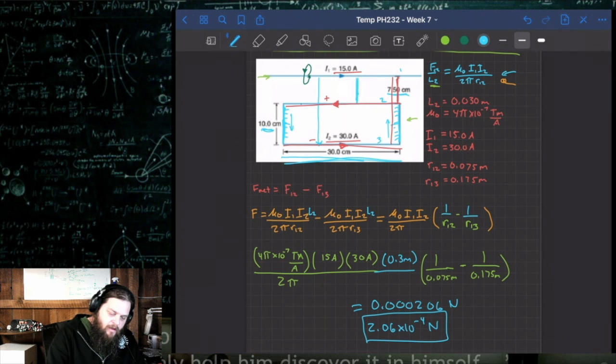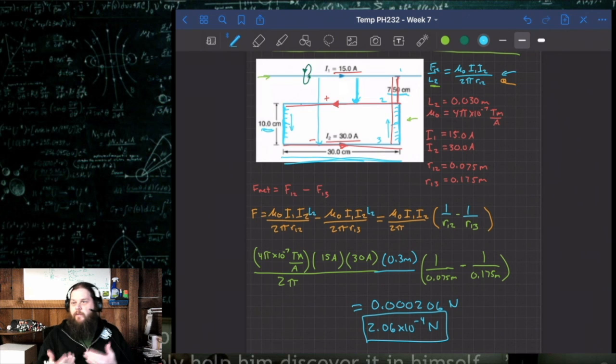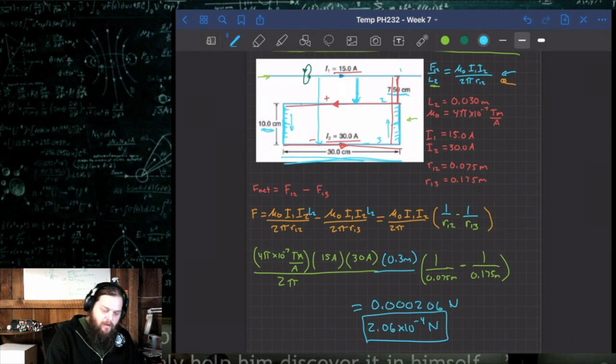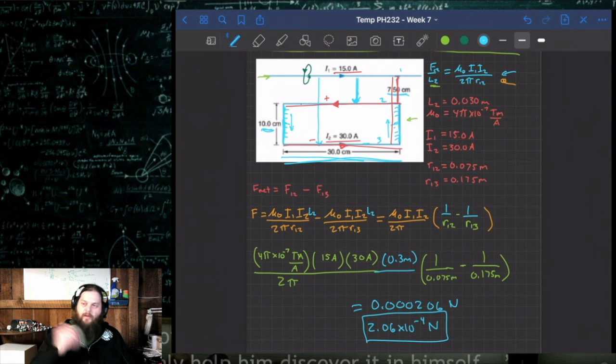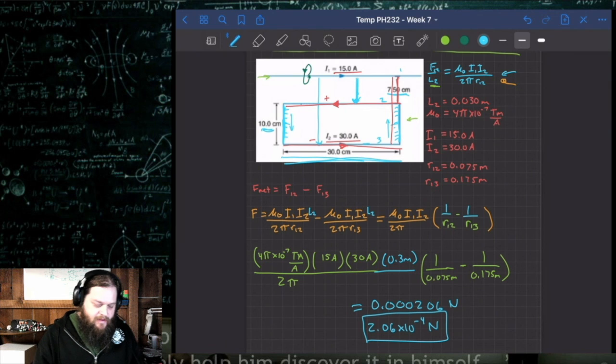Notice that this first part here has a greater force on it because it's closer to the wire generating the magnetic field, where that farther one has a weaker force. Even though the same current and the same length are there, the force on the farther wire is going to be less. So the net force is going to be greater than 0.